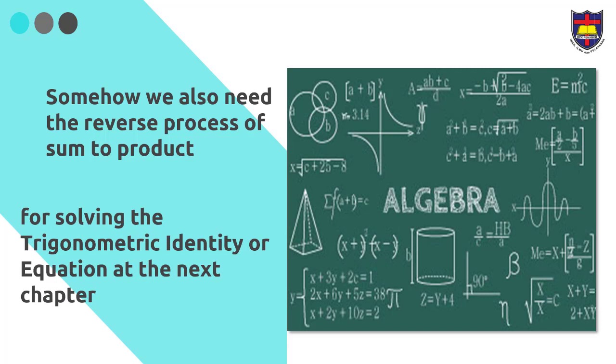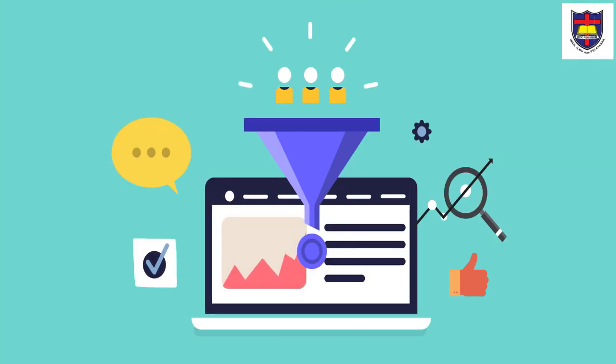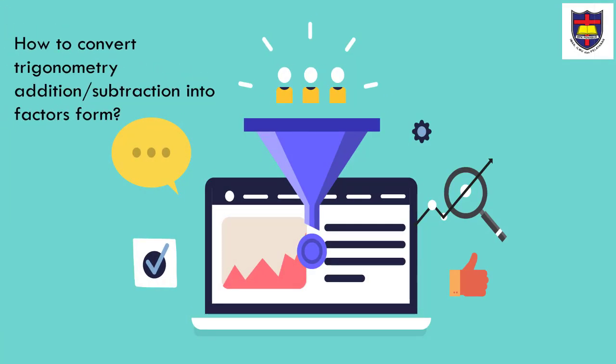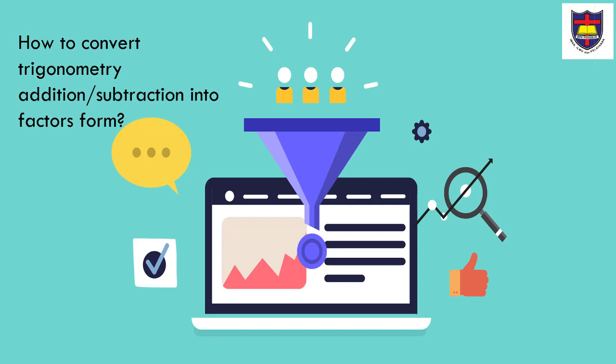Here, for solving the trigonometric identity or trigonometric equation, for example, that we will discuss in the next chapter, we will need this reverse process. So how to convert trigonometry addition or subtraction into the factors form or the product form?